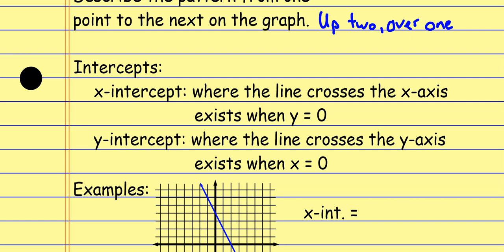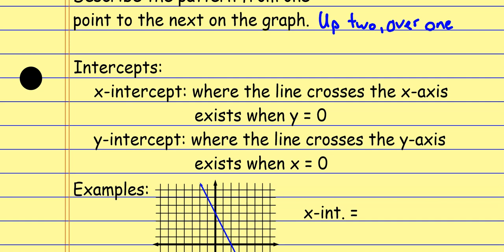So the x-intercept is where the line crosses the x-axis, okay? If you think about intercepting something, it's kind of where you cross that thing's path, all right? So the x-intercept is where the line crosses the path of the x-axis, and it exists when y equals 0, all right? So when we look at this definition, it's given us 2 things. Where the line crosses the x-axis, that's visually what we see for the x-intercept, but it exists when y equals 0. Algebraically, that's how we find it, all right?